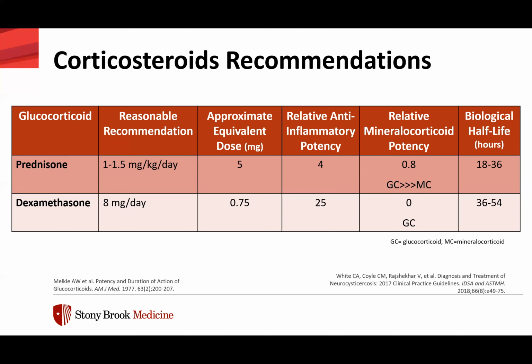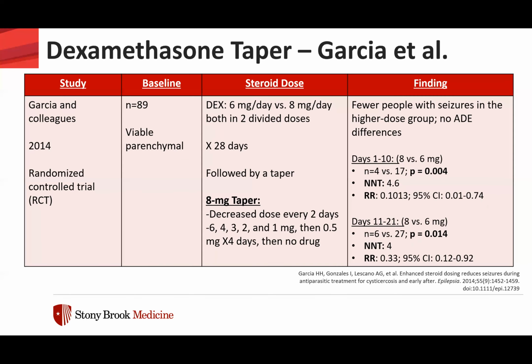When we're thinking about which one should we recommend, I have the dosing equivalents for your reference. So dexamethasone is more potent. It has a higher anti-inflammatory potency. However, there is no mineralocorticoid potency, and it does have a longer half-life. Now, when we're thinking about, well, where did that 8 milligrams per day in divided dosing of dexamethasone come from? The IDSA guidelines also reference the study by Garcia and colleagues, a randomized controlled trial where they looked at patients with viable parenchymal cysts, and they compared 6 milligrams per day of dexamethasone versus 8 milligrams per day for 28 days, and then each were followed by a taper.